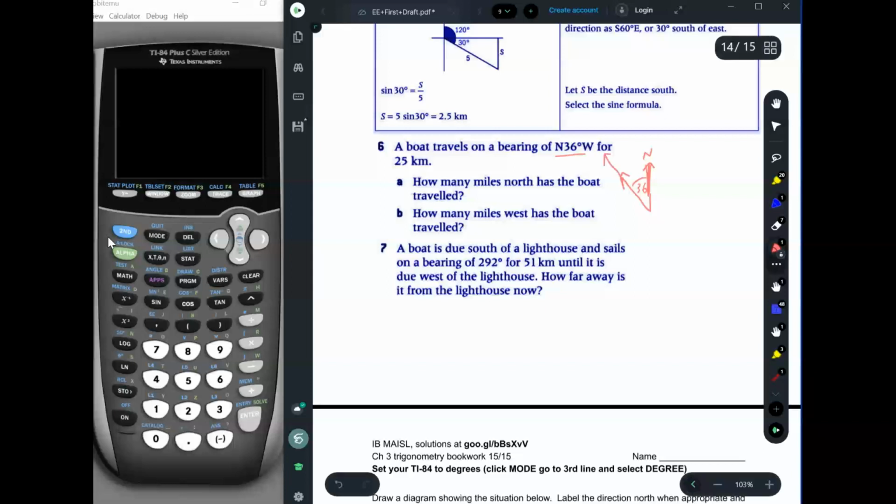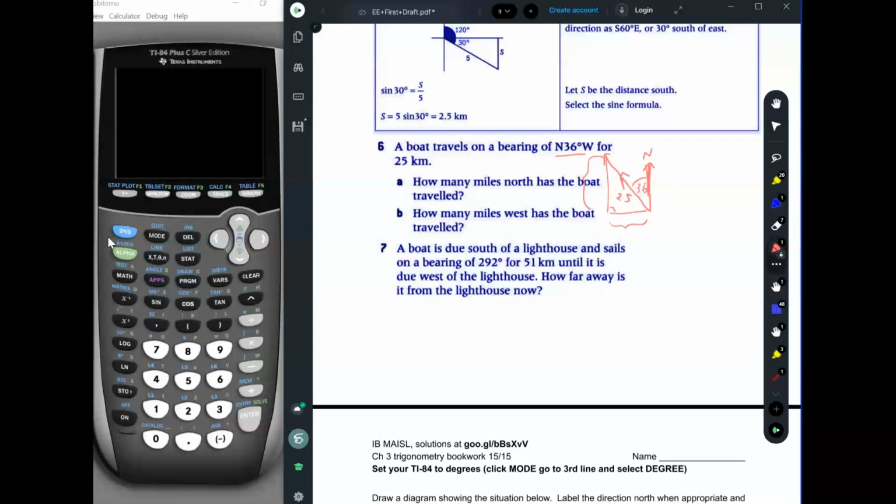For 25 kilometers. So we go 25 kilometers. And then it says, how many kilometers north has the boat traveled? How many kilometers west has the boat traveled? If you make a right triangle out of this slanted line here, you can see how many kilometers north. It would be this segment here. And you can see how many kilometers west. It would be this segment here. Okay? And we are going to use SOHCAHTOA because this is a right triangle, right?